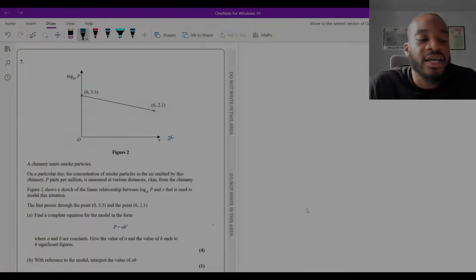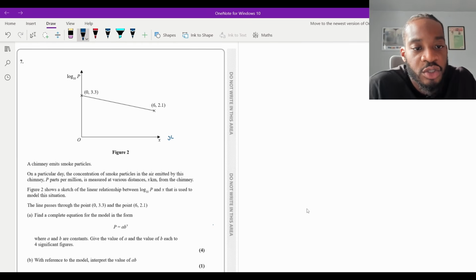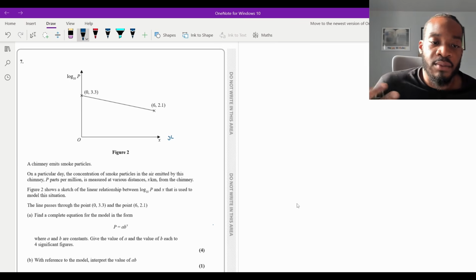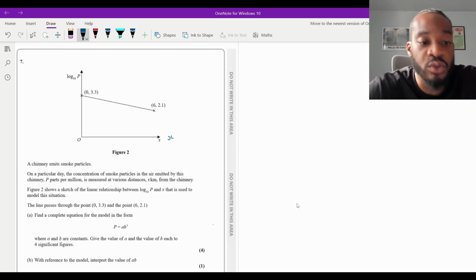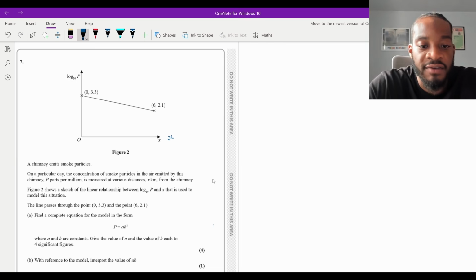Brilliant. Okay, so question 7 says a chimney emits smoke particles. On a particular day, the concentration of smoke particles in the air emitted by this chimney, p parts per million, is measured at various distances, x kilometers from the chimney. Figure 2 shows a sketch of the linear relationship between log base 10 of p and x that is used to model this situation. The line passes through the point 0.3 and the point 62.1. Part A says find a complete equation for the model in the form p equals ab to the x, where a and b are constants. Give the value of a and the value of b, each to 4 significant figures, and this is a 4 marker.